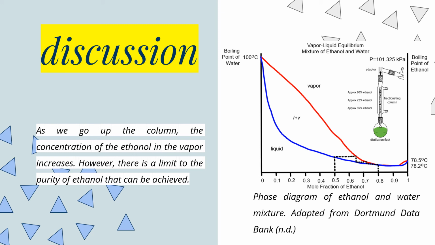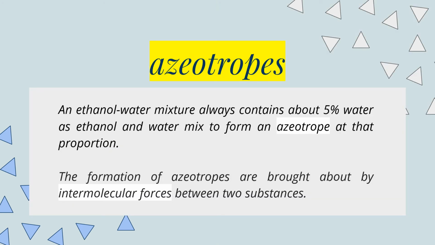This will again rise up the fractionating column and undergo another vaporization-condensation equilibrium, further increasing the concentration of ethanol in the vapor. Based on the phase diagram, the distilled ethanol would be around 80% purity. It is possible that this would be higher as the vapor passes through more plates. However, there is a limit to the purity of ethanol that can be achieved. An ethanol-water mixture always contains about 5% water, as ethanol and water form an azeotrope at that proportion.